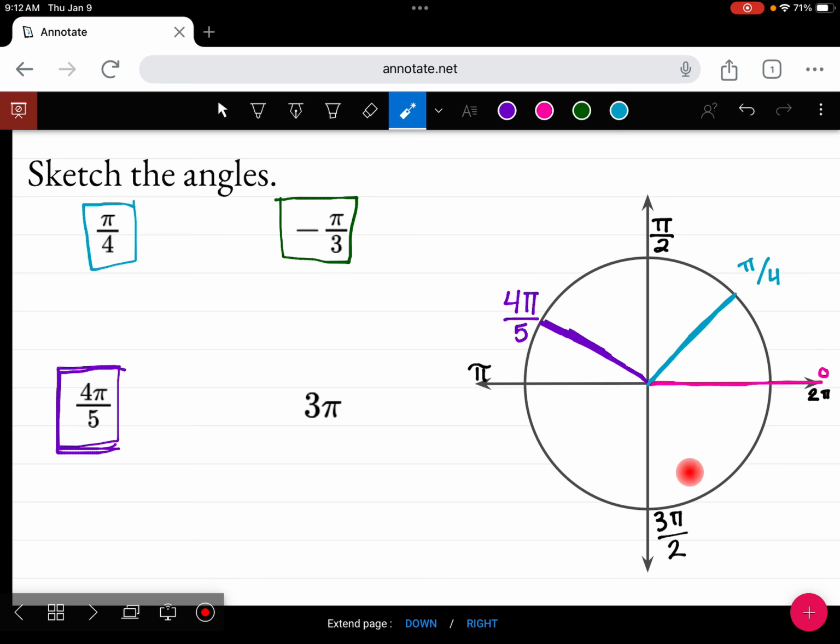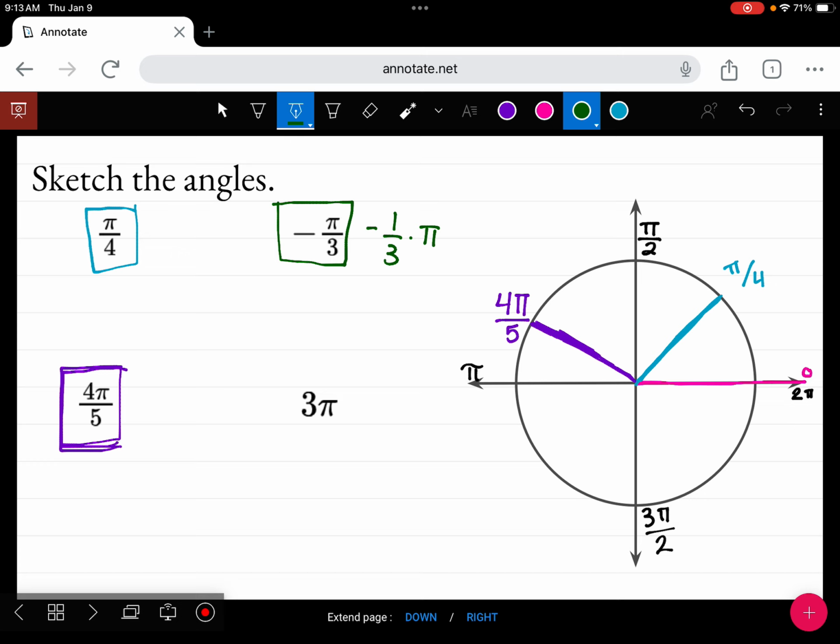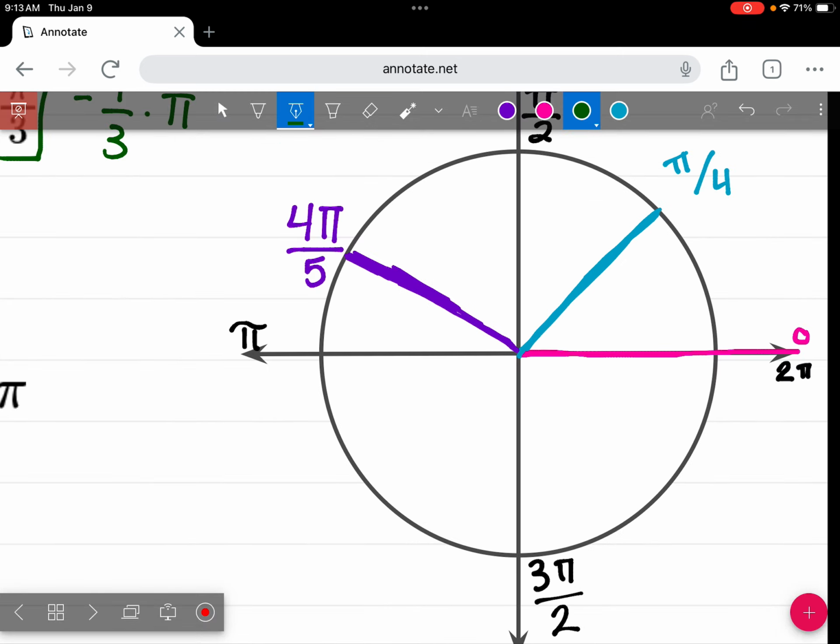So it's 1/3 of our half circle. If it helps, you can totally write it like negative 1/3 times pi. It means the same thing. We just typically don't write our radian angles like that. If it helps you to think of it as 1/3 of the half circle, at least for now, you can still do that. So 1/3, there-ish. We went this way because it was negative. This is our negative pi over 3.